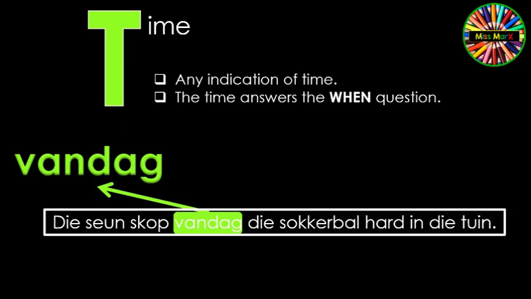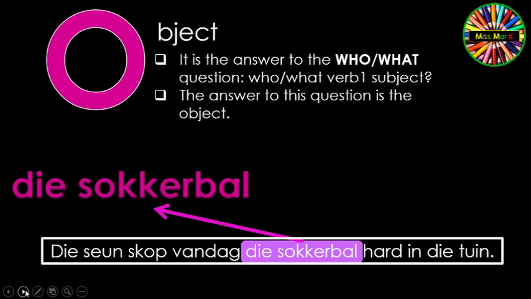When did the boy kick the soccer ball hard in the garden? Today. Wanneer het die seun die sokkerbal hard in die tuin geskop? Vandag. Then we have the object. It's also an answer to the who or what questions. For example, wat skop die seun? Die seun skop die sokkerbal. What does the boy kick? The boy kicks the soccer ball.